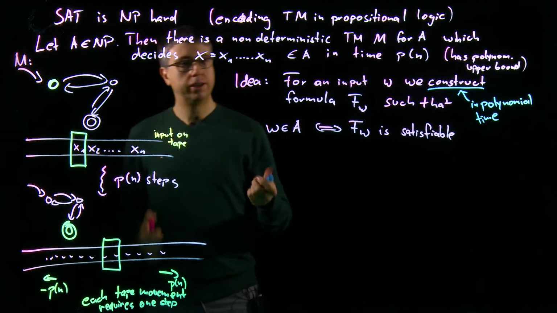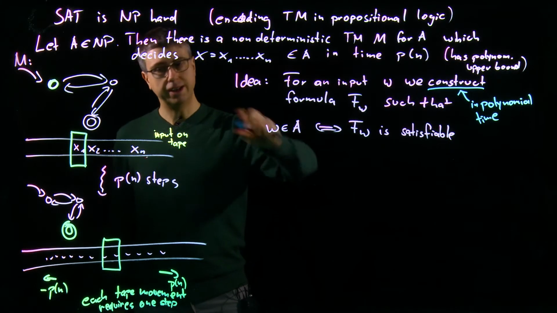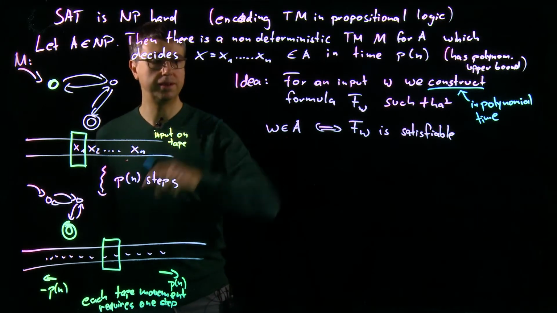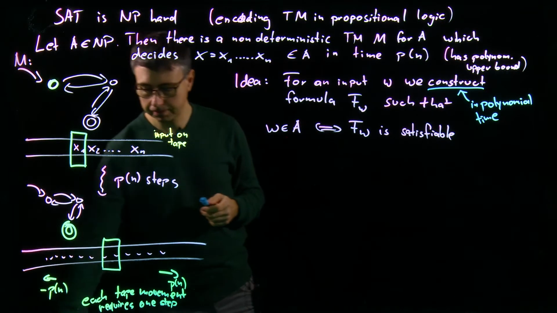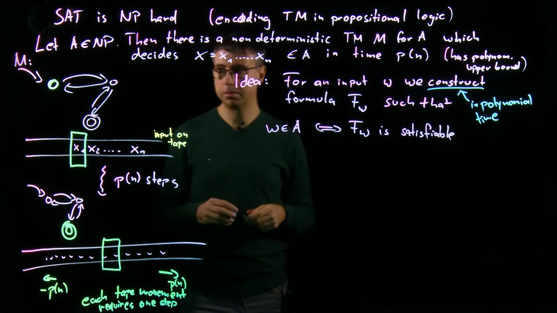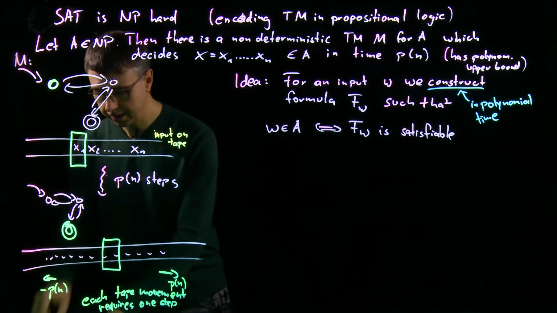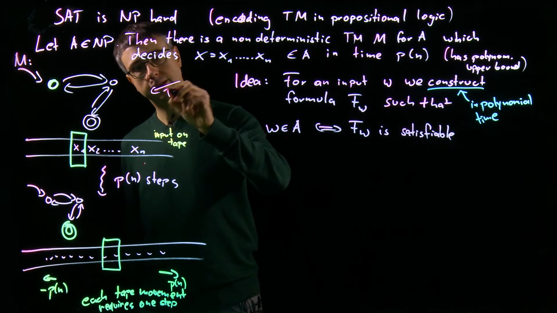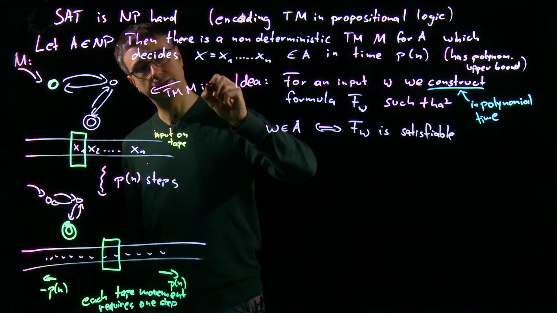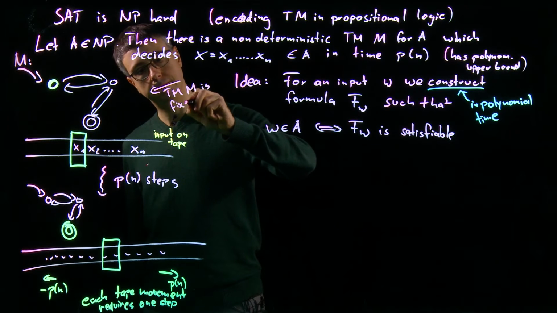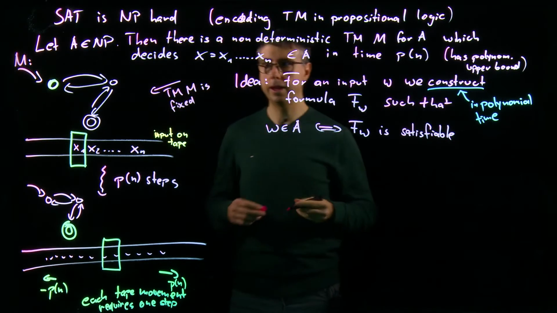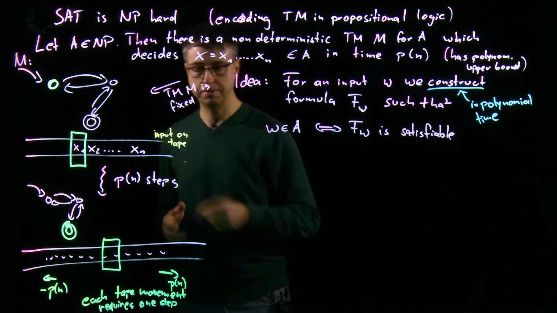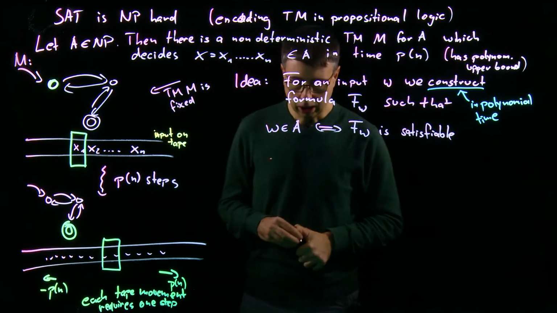So the idea is actually to construct a formula that mimics the behavior of the Turing machine for this specific input W. There are parts that are fixed. The Turing machine itself, TM M, is fixed. The thing that varies is the input X. Okay.